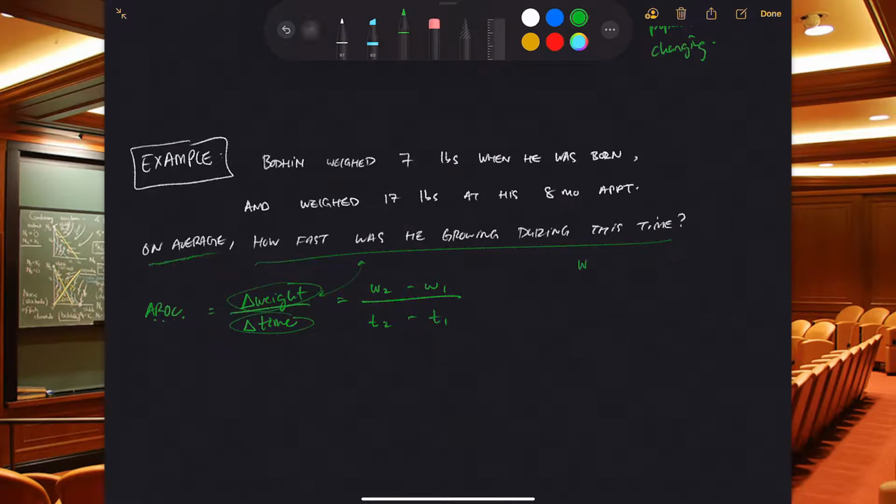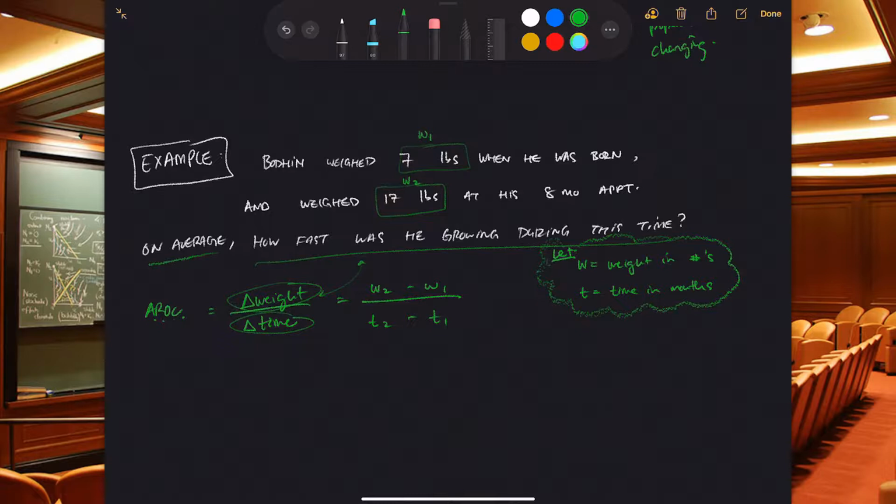So if we let W equal weight in pounds, and we let T equal, let's say, time in months, then let's pull some data from what we've been given. We have 7 pounds when he was born. This must be weight 1. He was 17 pounds at time 2, so that's weight 2.